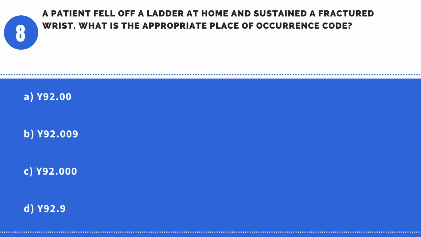Question 8. A patient was seen in the emergency department after being struck by a car while crossing the street, pedestrian. What is the correct external cause code assignment? A. V03.10XA. B. V03.00XA. C. V09.9XXA. D. W21.XXXA.